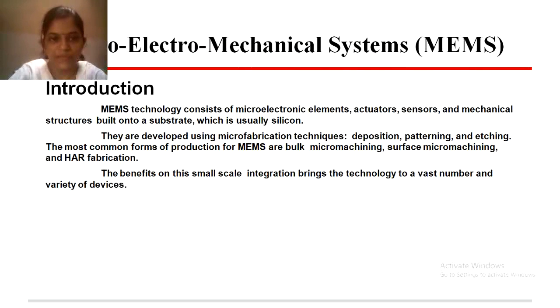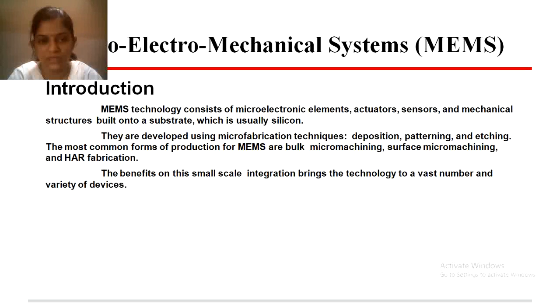So what is meant by micro electromechanical system? MEMS technology consists of microelectronic elements, that is actuators, sensors and mechanical structures. All these things are built onto a substrate which is usually silicon. Whenever they fabricate on one substrate, micro fabrication techniques are used. Under those micro fabrication techniques, deposition, patterning and etching are used.